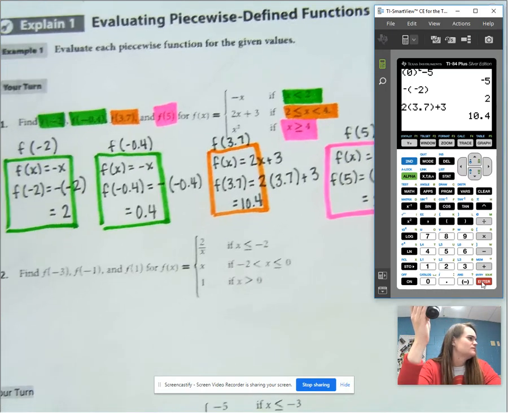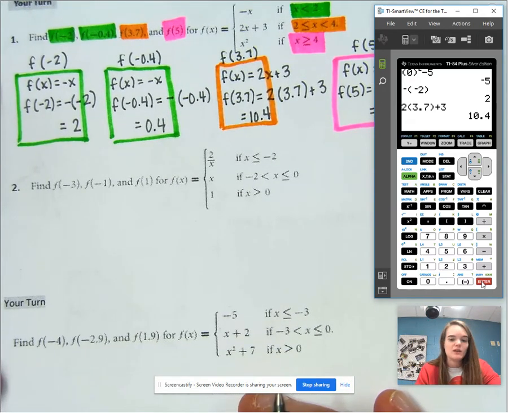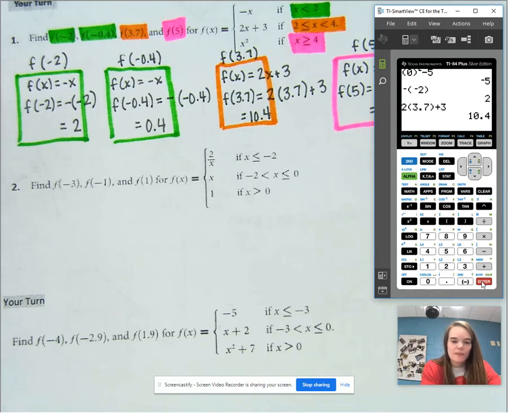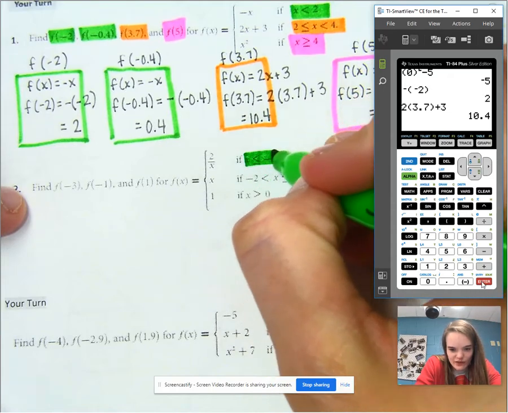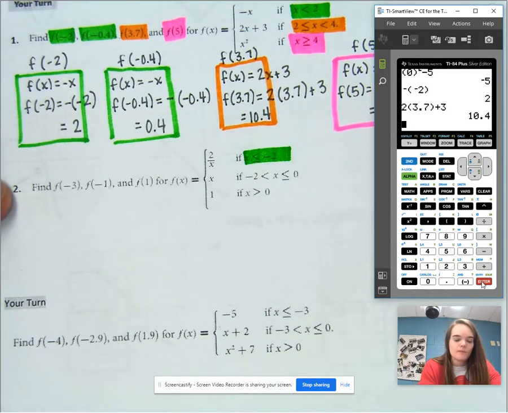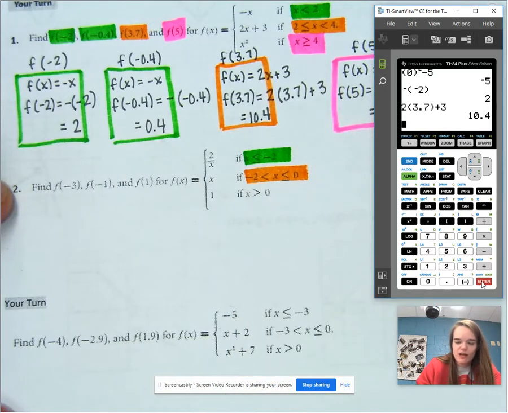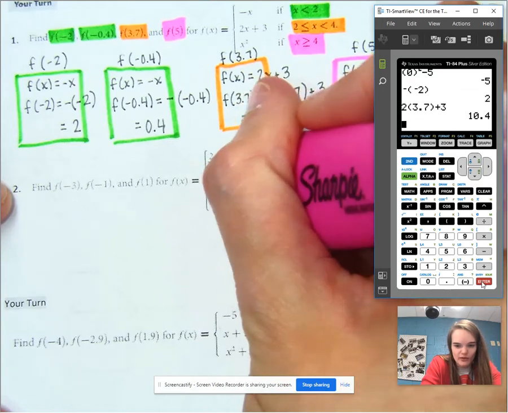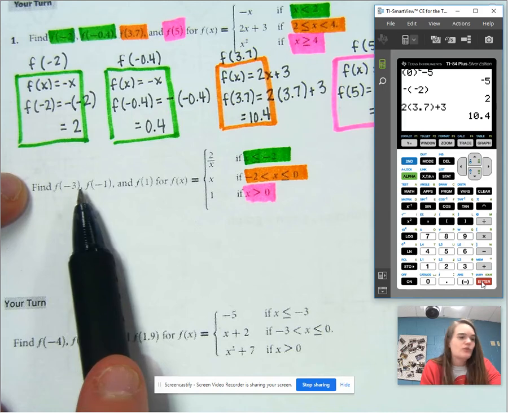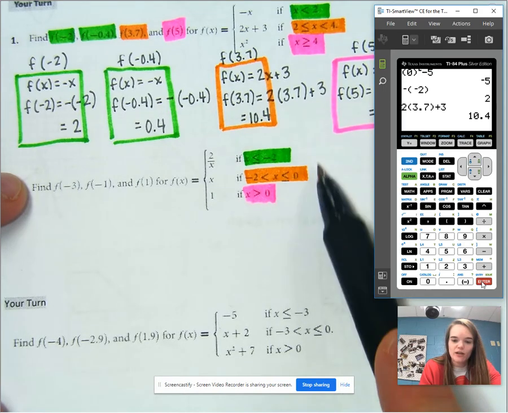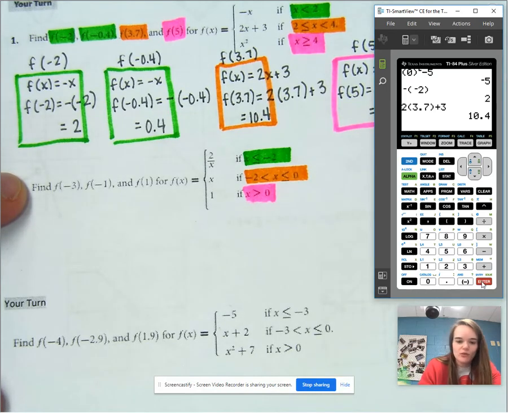Let's do the next one. We're going to do the same thing. We're going to highlight our domain, and then we will match where each piece goes. So for the first one, we have x is less than or equal to negative 2. The next set, we have x is between negative 2 and 0. And the last set, when x is greater than 0. So let's look. We start with f of negative 3. We need to determine where that's located. Negative 3 is less than negative 2, so that means we will be using that first one there.